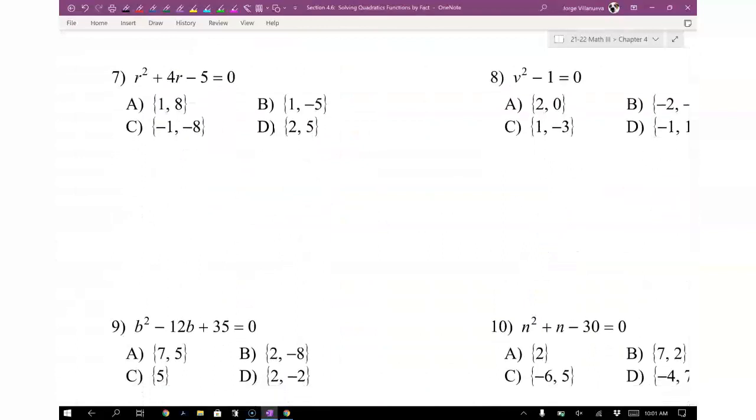Notice, for these problems, they're not factored for me. I'm going to have to factor these problems myself. Okay? So we'll start off with number 7. We'll do number 8 since that's a different type, and then we'll move on. But let's try number 7. Since it's not factored, I have to factor it first.